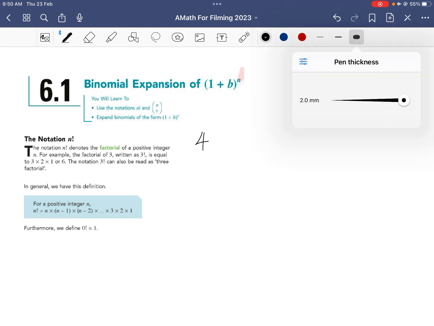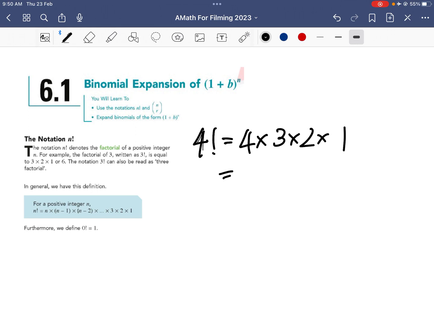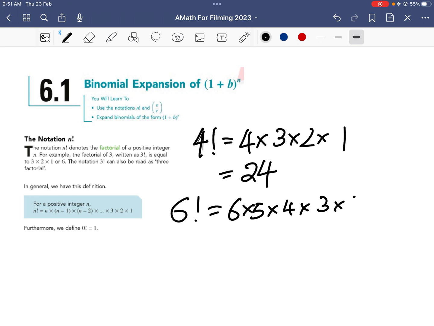If I want to get 4 factorial, what happens here is this. 4 factorial is 4 times 3 times 2 times 1. You just go all the way until you reach 1. 12 times 2, what we get is 24. Similarly, if I'm looking for 6 factorial, because it's 6, we start with 6 times 5 times 4 times 3 times 2 times 1. Just go all the way to 1. 360 times 2, we get 720 over here. So that's the meaning of factorial. Okay so far?